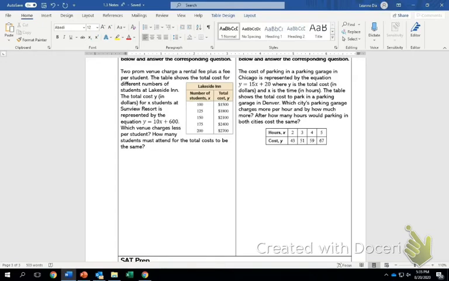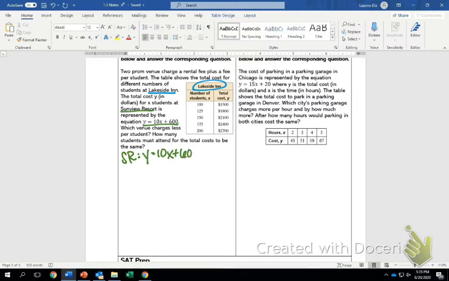So the first thing we need to do is have two equations, because if we have one equation and then one table, it's hard to compare information. If we have information presented the same way, it just makes our life a little bit easier. So I'm going to write down something that I already know. I already know that Lakeside Inn is related to the table, and the Sunview Resort is represented by this equation. I'll use SR to make my life a little bit easier and say that it is y equals 10x plus 600.